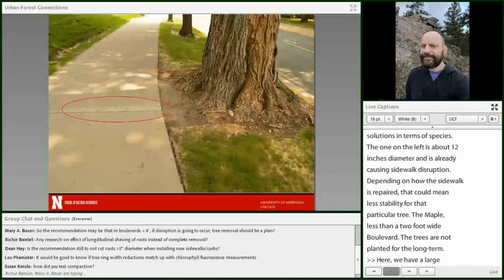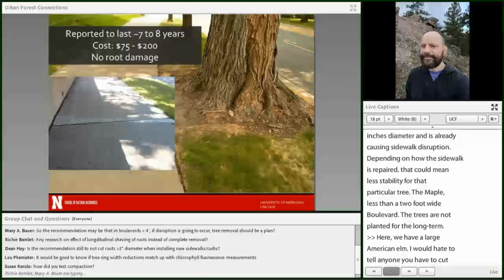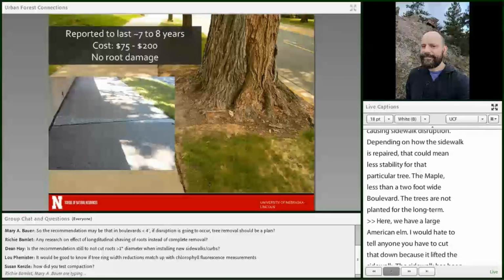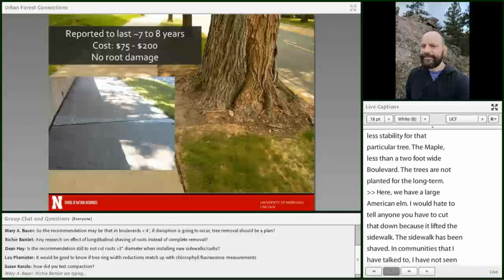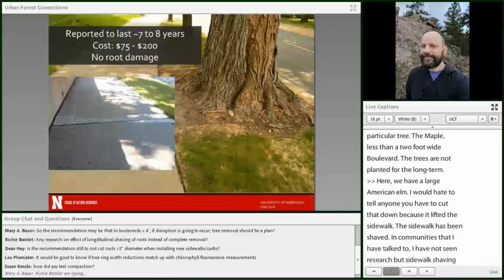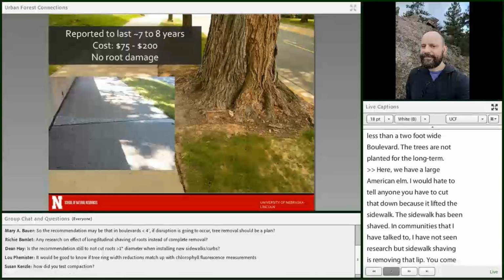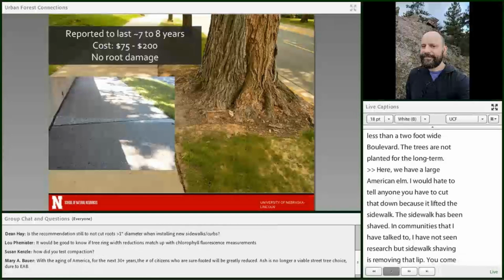And so you can see the sidewalk has been shaved. In communities that I've talked to, I haven't seen research on this specifically, but sidewalk shaving is essentially just removing that lip. So you come down with a sidewalk grinder. There are different systems that do this.